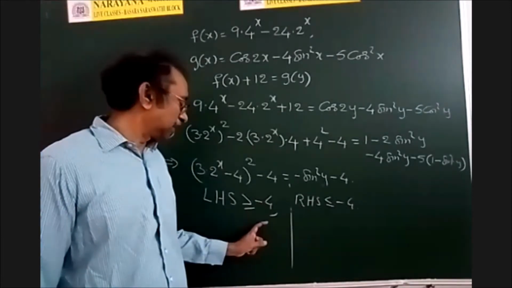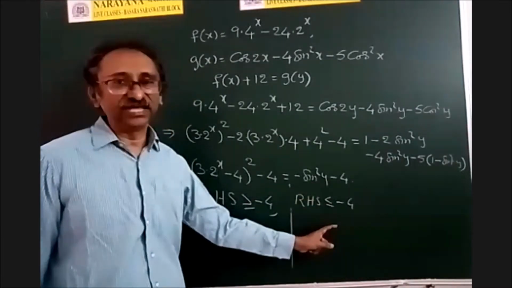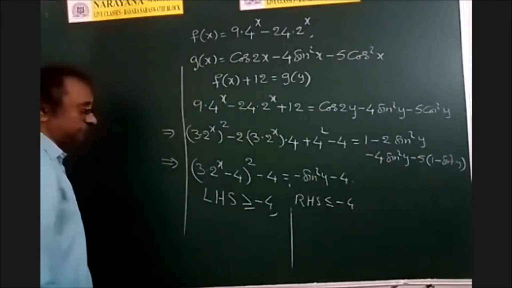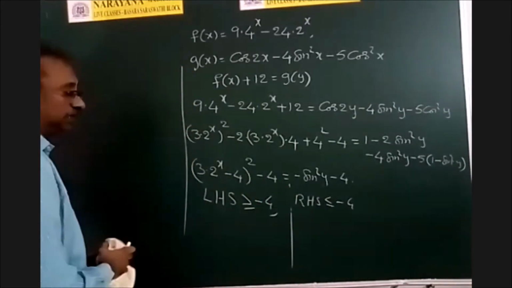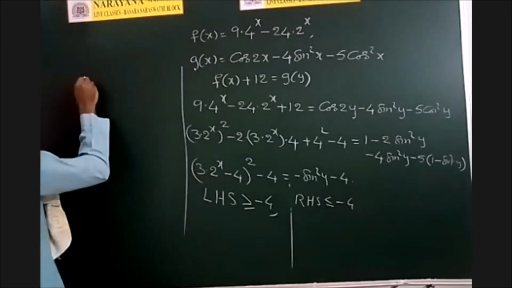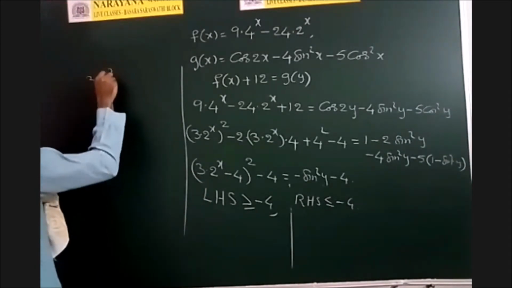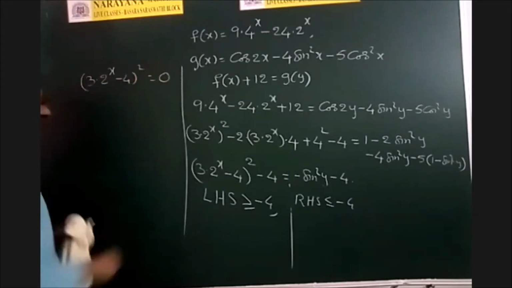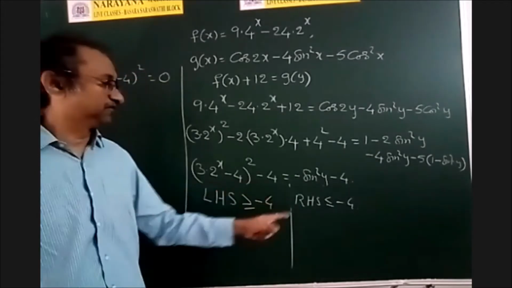The left side is greater than or equal to minus 4. The right side is less than or equal to minus 4. So they should be equal when both are equal to minus 4. So this is equal to minus 4. 3 into 2 power x minus 4 whole square must be 0. Then only this becomes minus 4.